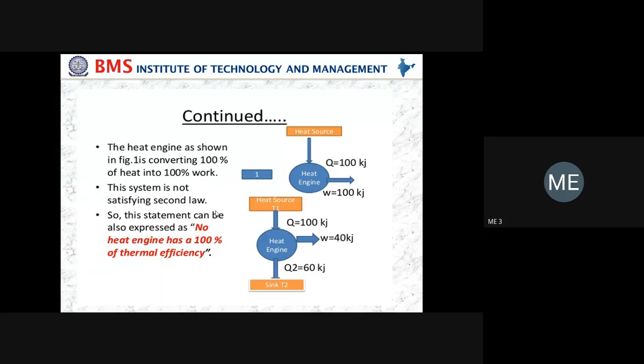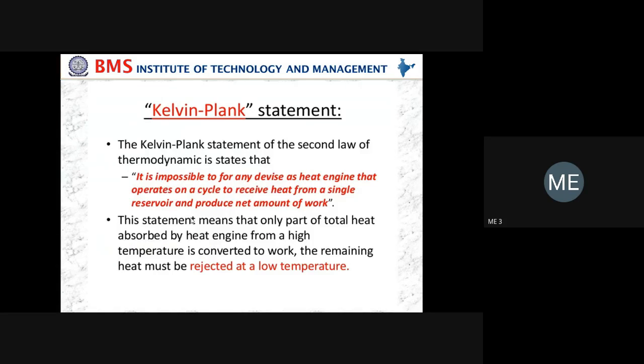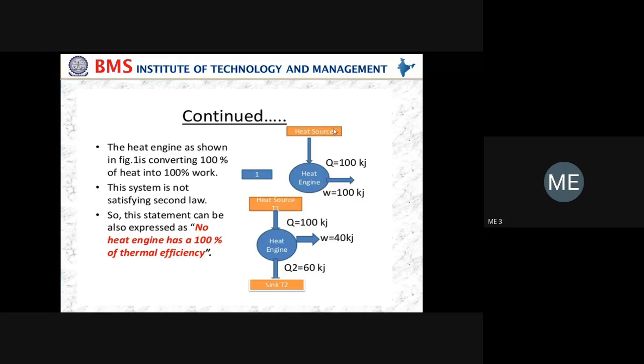I'll tell the Kelvin Planck statement once again. It is impossible for any device as a heat engine that operates on a cycle to receive heat from a single reservoir and produce a net amount of work. It is not possible for a heat engine to operate with only a single source, or only a sink. Hence, it violates the Kelvin Planck statement.